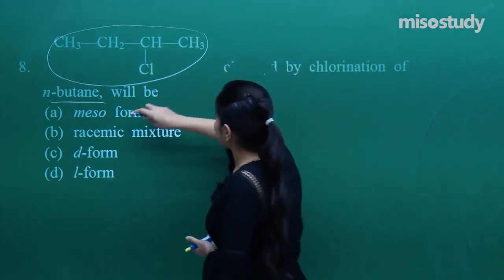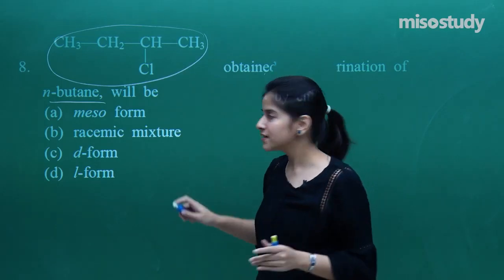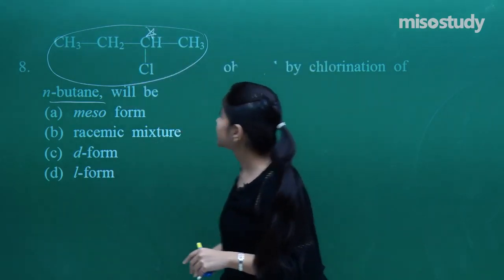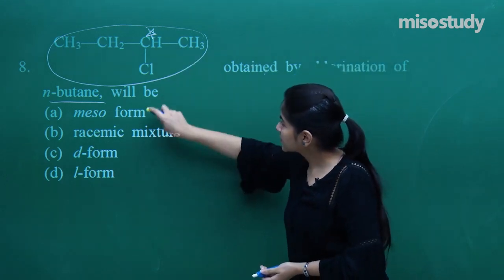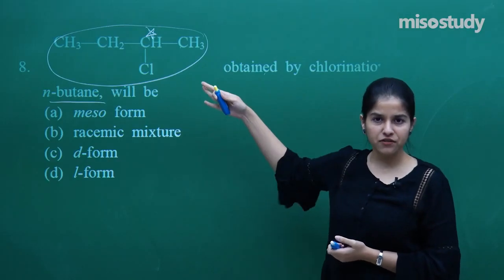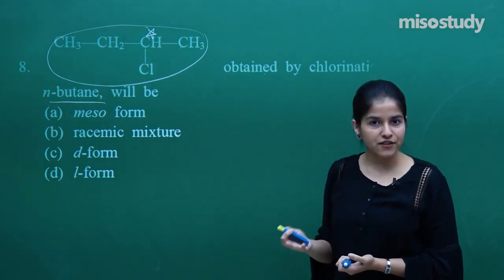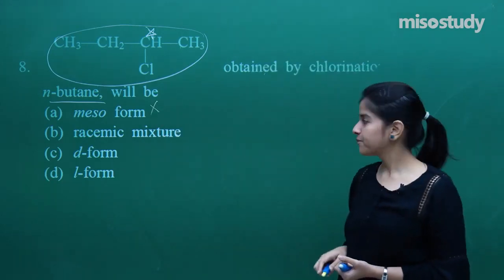So here, if you see, can you mark out any chiral center? Can you see it? Yes, there is a chiral center over here. So this product is what? Meso form? Is there a plane of symmetry? No. Is there a center of symmetry? Not at all. So that means this option is incorrect.